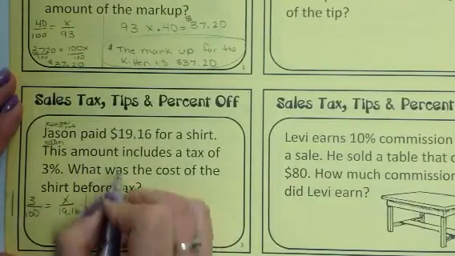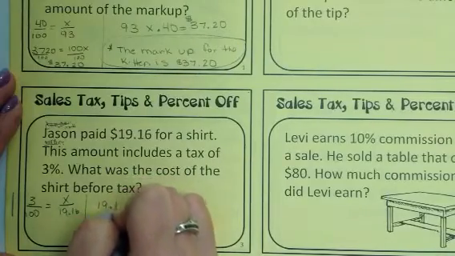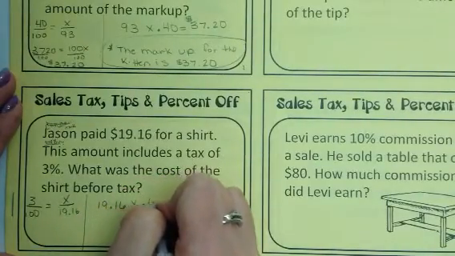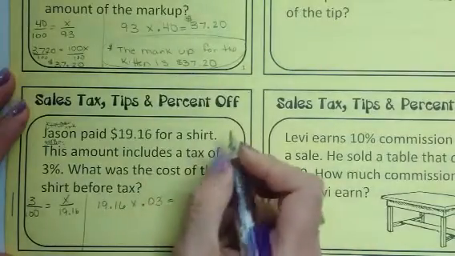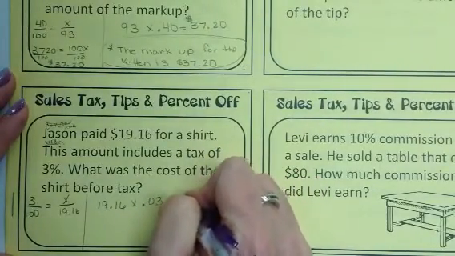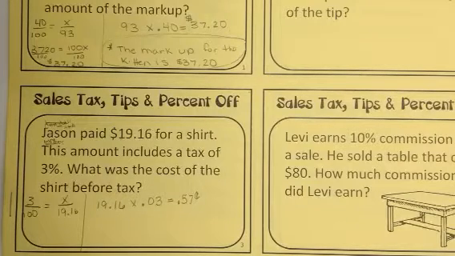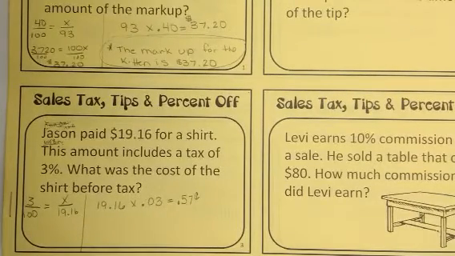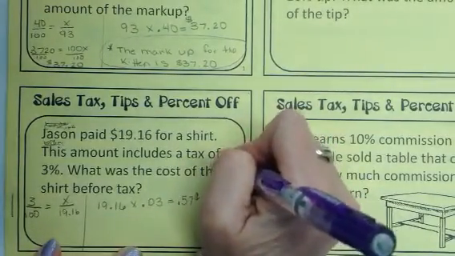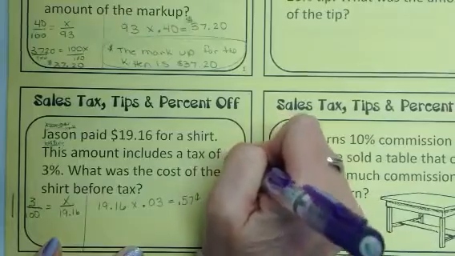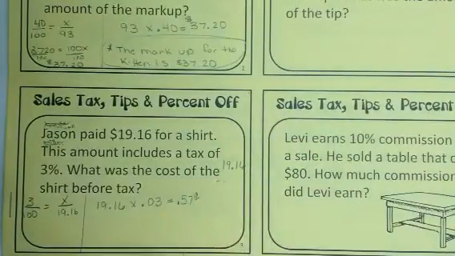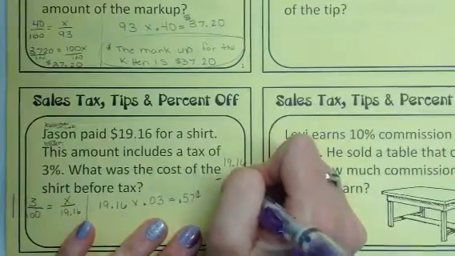Another way I can do that, and I'll let you solve that, I could take $19.16 and multiply that by my decimal, which would be 0.03, and I get 57 cents. Now, my tax that I have on my shirt is 57 cents, but my question asks me, what is the cost of the shirt before tax? The cost is not 57 cents. That's the tax that I paid on the shirt. So in order to find out how much my shirt was, I'm going to have to take my $19.16 and subtract my 57 cents.